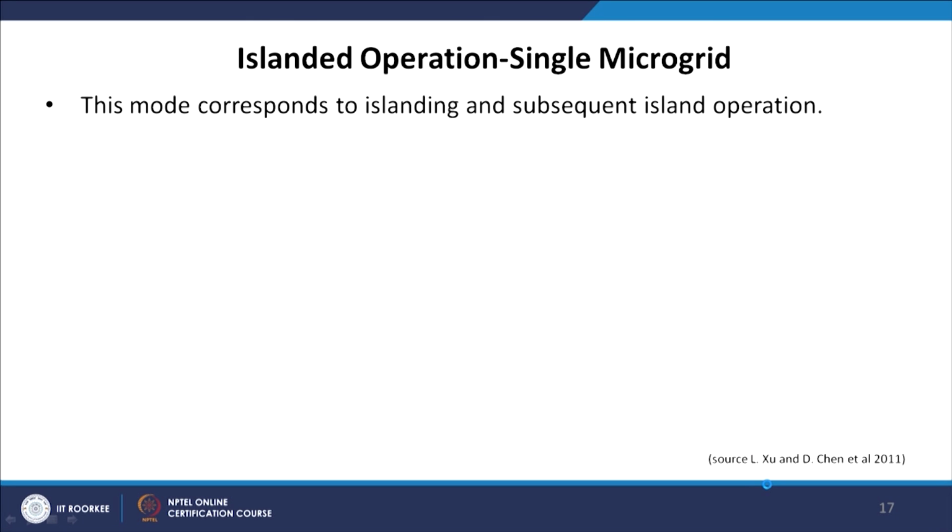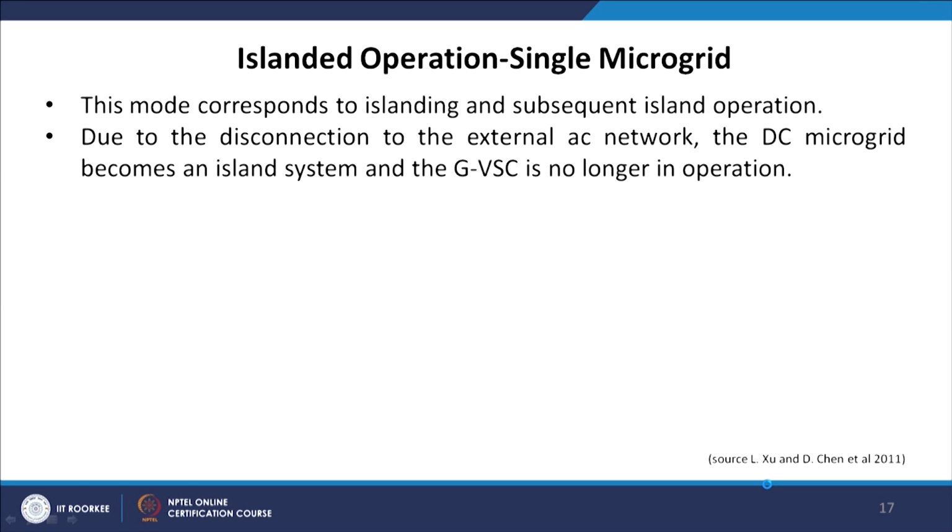The islanded operation of a single microgrid: this mode corresponds to islanding and subsequent island operations. Due to disconnection from the external AC network, the DC microgrid becomes an islanded system and the GVSC is no longer in operation. As I have mentioned, the AC grid and the DC microgrid are connected through the GVSC, grid voltage source converter. So, they can exchange power from AC grid to DC grid as well as from the DC grid to AC grid depending upon the energy level.